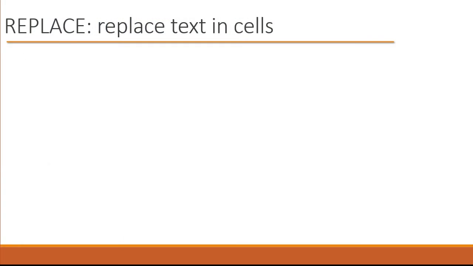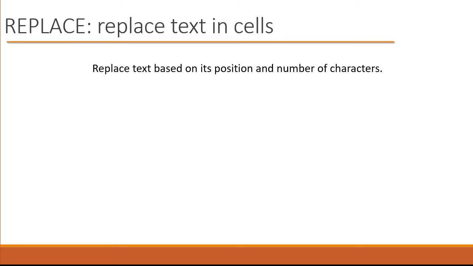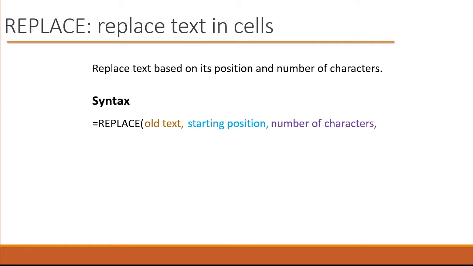Let's take a look at the replace function first. The replace function will replace text based on where it is in the cell. So the syntax is this. You say equals replace, and because it's a function, you have a parenthesis. The first argument is what the old text will be. The second argument is what position you want to start at. The third argument is how many characters you want to replace. And the fourth argument is what the new text should be.